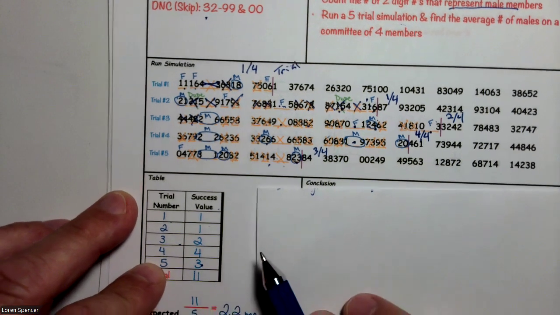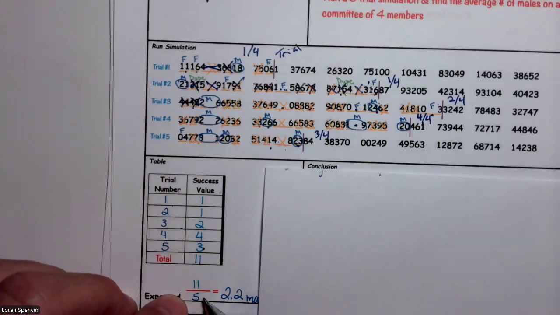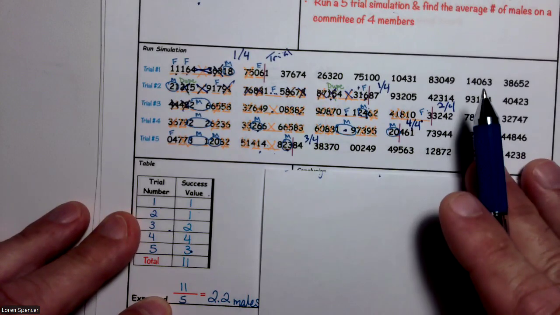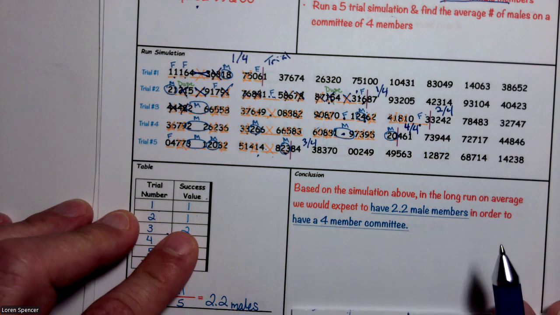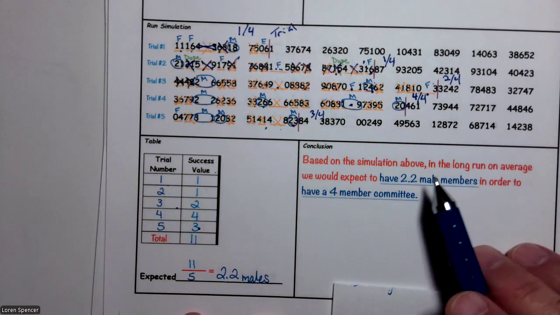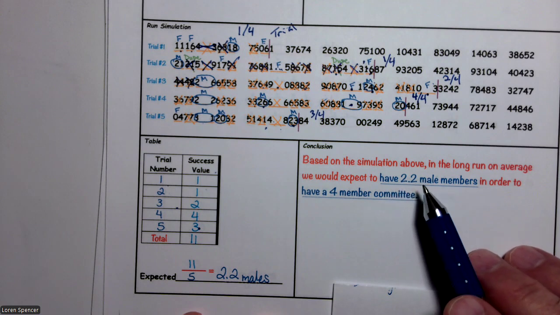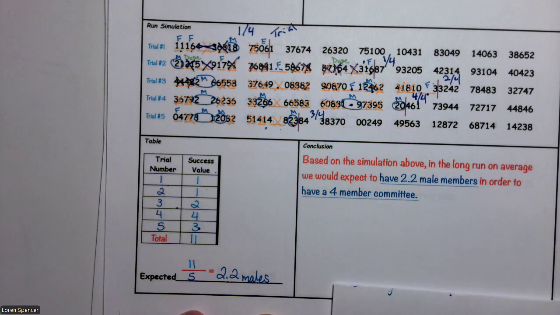Well, if we're taking the average, that's 11 out of 5, which is 11 males out of the 5 trials. And that's 2.2 males per trial. So basically, we would expect on average to select 2.2 male members. So based on the simulation above, in the long run, on average, we would expect to have 2.2 male members in order to select 4 committee members. So if we're selecting 4 committee members, we expect to have 2.2 of them to be male in the long run based on our simulation above.